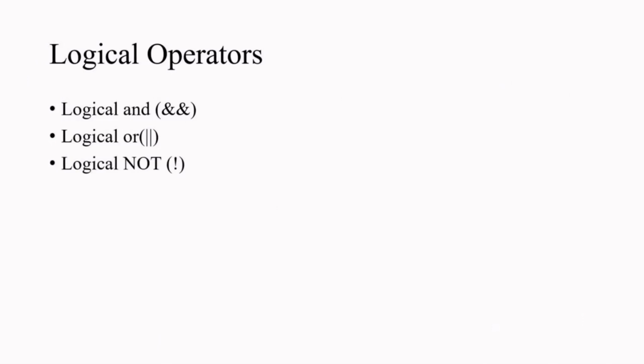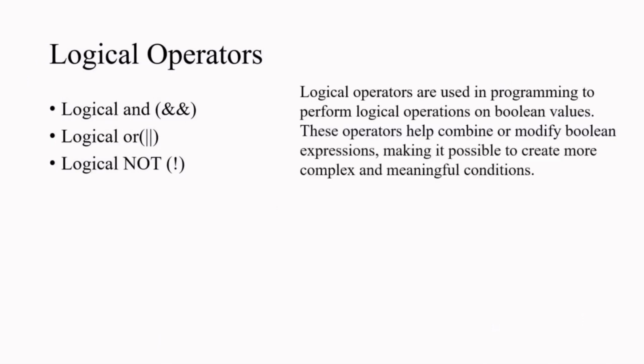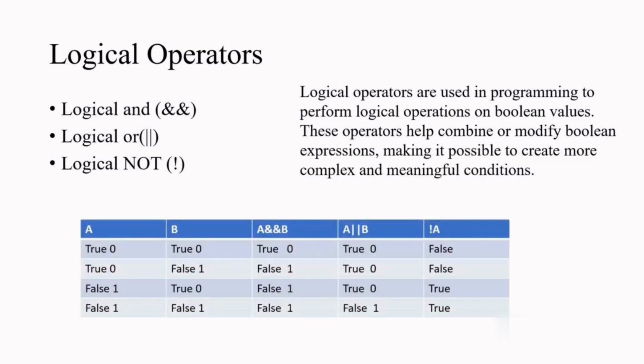And next is logical operators. Here the logical operators are logical AND, logical OR and logical NOT. These are used to perform logical operations on Boolean values. It will return a Boolean value as output. Just remember this truth table of logical operators.